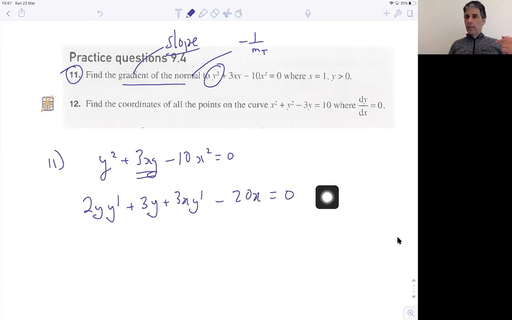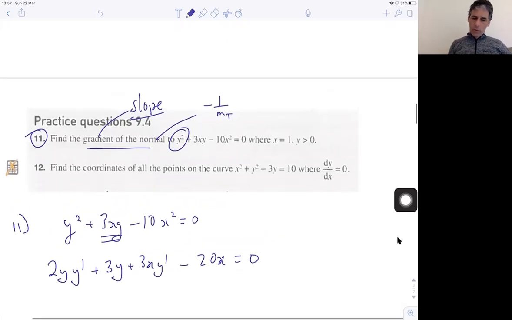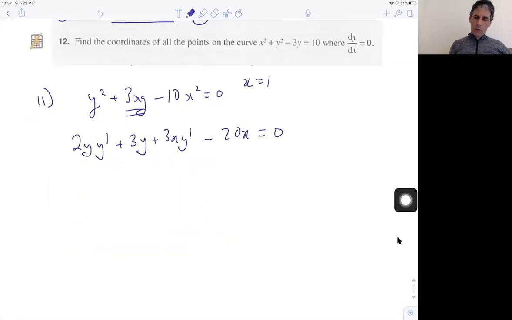Okay? But it didn't say to find the equation for the derivative function in terms of x and y. I don't really need to find that equation. I just need to get the value of y prime when x is 1, okay? So when x is 1, I need to find out what the y coordinate is, okay? So I'm going to put that into my y function.